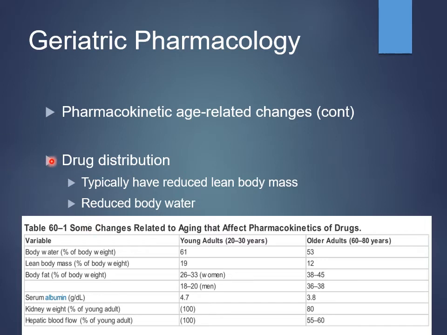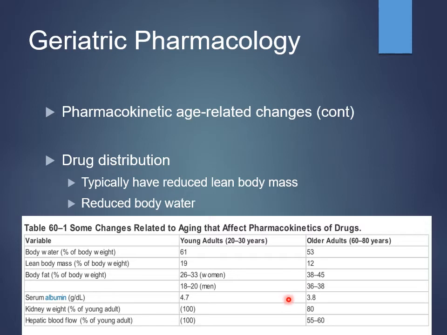Looking here at drug distribution, I've already mentioned this. Typically, they're going to have a reduced lean body mass, which means less muscle, and a higher adipose tissue content. Imagine looking at a young adult versus an older adult. You see here that percent body water tends to be diminished in older patients, and dehydration can be a chronic issue for a lot of them. Lean body mass goes down, and body fat typically goes up for these patients.